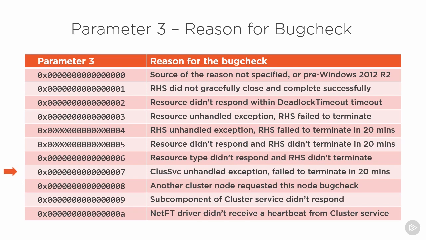We also have a parameter of 7 tells us that the cluster service experienced an unhandled exception and failed to terminate within 20 minutes. A value of 8 tells us that a cluster node requested this bug check. So if one node couldn't communicate with another, it can actually tell the other node to crash. A value of 9 indicates that a subcomponent of the cluster service didn't respond. And finally, one of the most common cases that we'll encounter is when the parameter 3 is a value of an A, which means that the netft driver didn't receive a heartbeat from the user mode cluster service, and as a result, the system crashed.